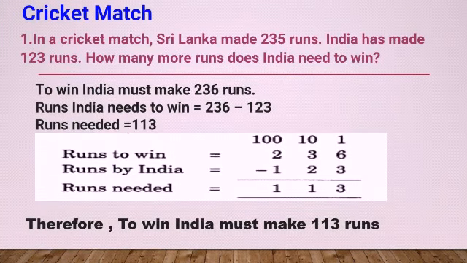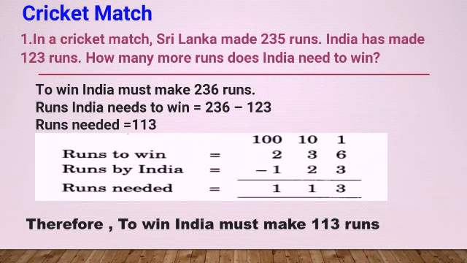In this class we will mainly discuss questions from your Math Magic book. It is the first question of chapter number 6. The cricket match problem: in a cricket match, Sri Lanka has made 235 runs. India has made 123 runs. How many more runs does India need to win? To win, India must make 236 runs. Why? Because if India makes 235 runs, then the match will be a tie, a draw.